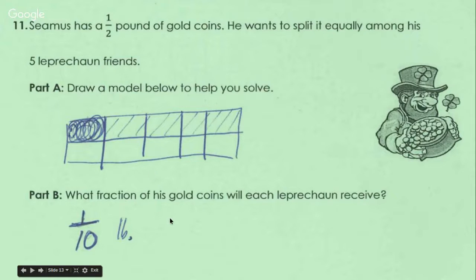If you came up with 10 pounds, it sounds like you might have done 5 divided by 1/2, in which case, again, if you reread the question and understand, Seamus only has 1/2 pound of gold coins, so it would be impossible for him to give 10 pounds to each of the leprechauns.